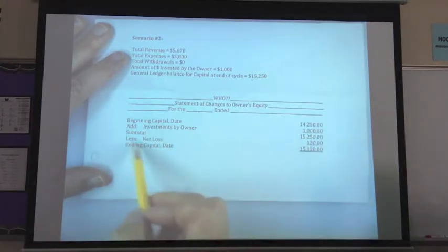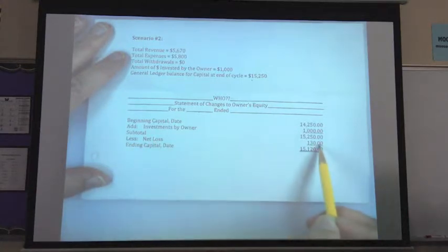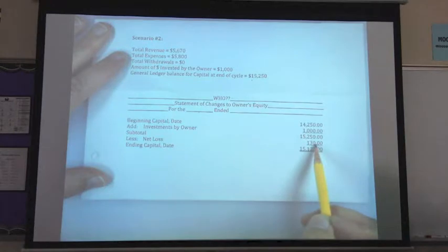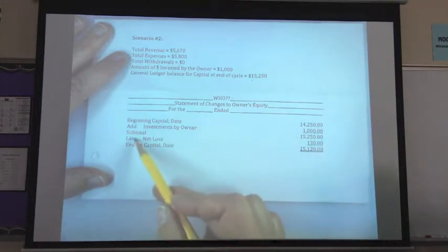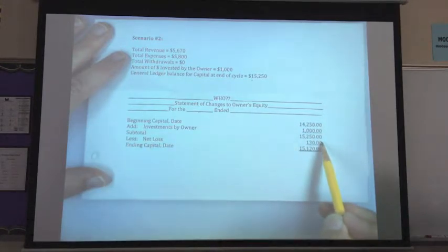The next line that you were to use was net loss. There was no withdrawals. So notice how I have less, colon, net loss. And I brought the total amount straight across because I didn't have to add it to anything else first. I'm going to do a single rule. I'm going to be subtracting it. So 15,250 minus 130, you're left with 15,120. Double rule because you're done.